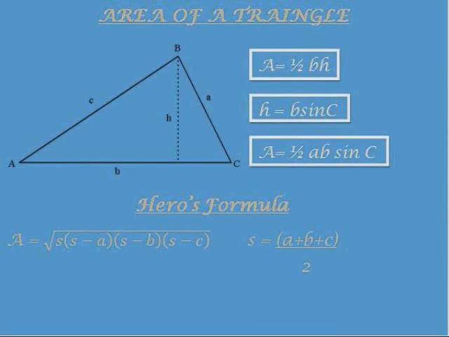Now we'll be going over Heron's formula. It makes finding the area of a triangle much simpler in the case that you are only given the sides of the triangle. Now all you have to do for the formula is multiply s by s minus a times s minus b times s minus c, and find the square root of that product. And s equals a plus b plus c divided by 2.